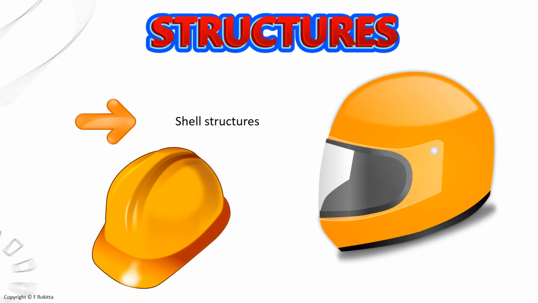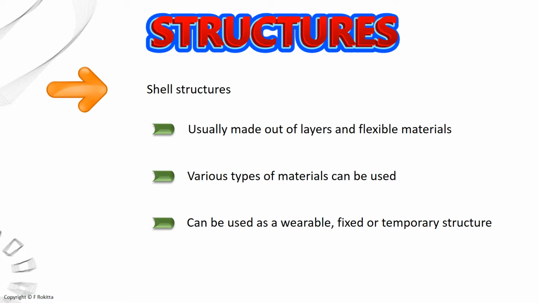Even a hard hat can be an example of a structure. A hard hat is a shell structure as well as a motorcycle helmet. Shell structures are usually made out of layers and flexible materials, although this is not a norm. Various types of materials can be used in the production of shell structures. Shell structures can be used as a wearable, a fixed, or a temporary structure. Think about examples like an egg. It's also a shell structure, or a dome on a theater.